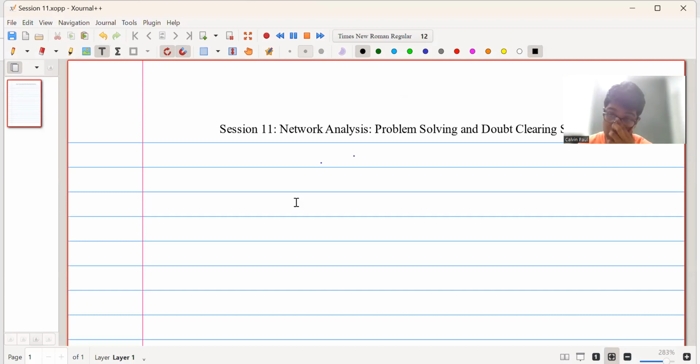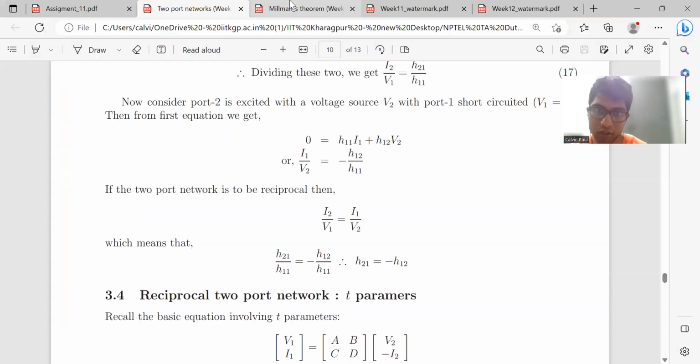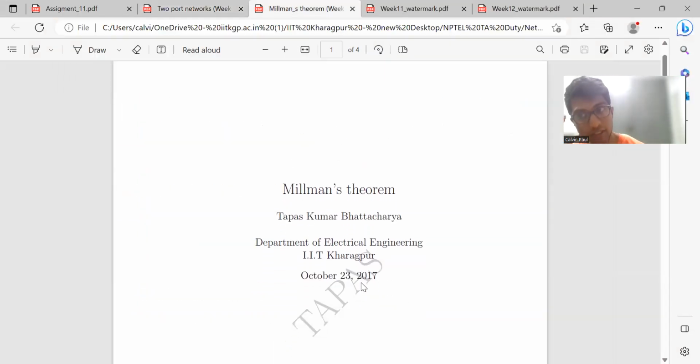So, this network analysis course is being run by NPTEL, and it was taught by Professor Tapas Kumar Bhattacharya in the Department of Electrical Engineering, IIT Kharagpur. This course is being rerun, and so we are conducting problem solving and doubt-clearing sessions over here. Whatever doubts you have, you can ask in this session. We were studying throughput networks last week, and we solved various sums of the throughput network. We will continue our study further. So let us begin.